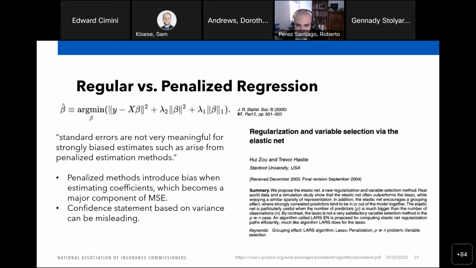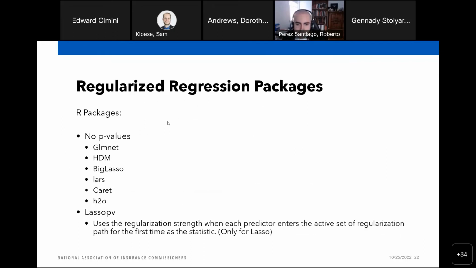If we go to the next slide, here I show other R packages that we can use to fit penalized regression methods. Like I mentioned, penalized is one. There's also GLMNet, which I believe is the most widely used package in R for this method. But we can also use packages such as HDM, Big Lasso, Caret, H2O, etc. And Python also has several libraries that we can use for these purposes, sklearn. There's another one I believe called Lasso, etc.